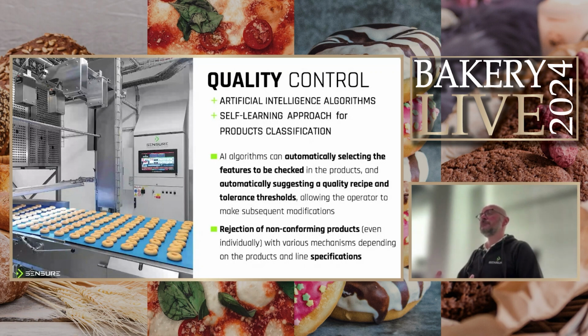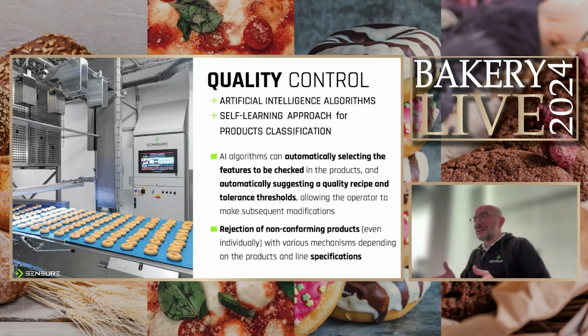So you can do it with manual setting of the features. So I don't want my product to have a radius of more than 20 millimeters. I set a maximum limit of 20 millimeters. Or you can use AI algorithms which can automatically propose the features to be checked, like analyzing the product, for example, analyzing a round biscuit.